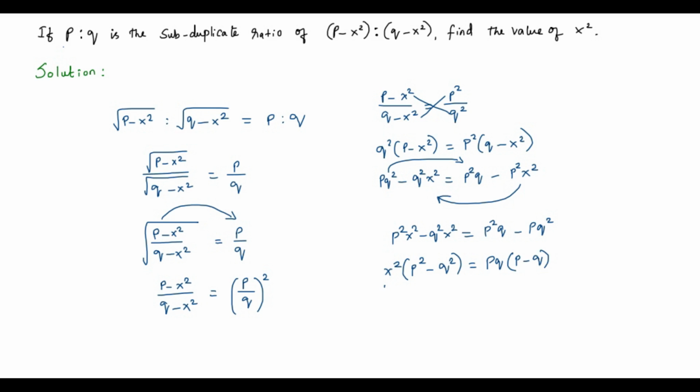Okay, now on the left side, x square and P square minus Q square are multiplied, but I need only x square. So I have to bring this P square minus Q square to the right side. But here P square minus Q square is multiplied by x square. When it goes to the right side, it will become division. So let's continue the problem on the next page. So x square is equal to PQ times P minus Q divided by P square minus Q square. So I brought P square minus Q square to the right side.